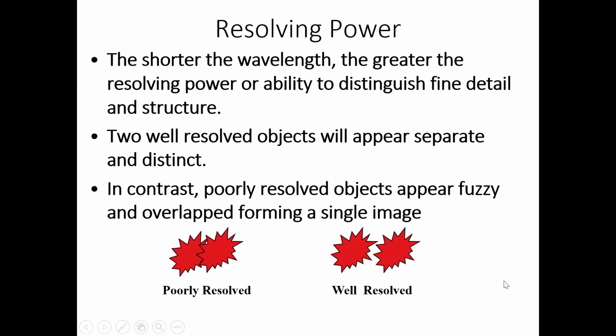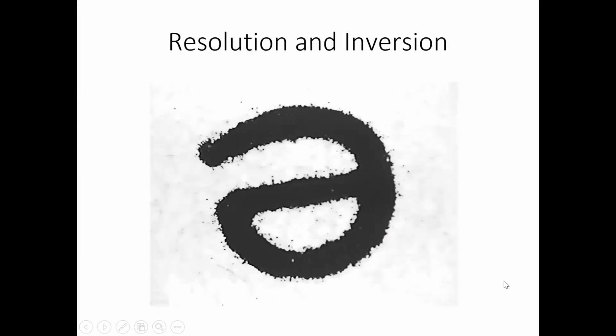Let me give you an example here. This is a letter E. It's upside down and backwards. Everything you see in the microscope is upside down and backwards, just like in a telescope. Good telescopes and good microscopes invert the image. That's what we're seeing. But the other thing about this letter E is that it has been printed on a piece of paper on a laser printer.